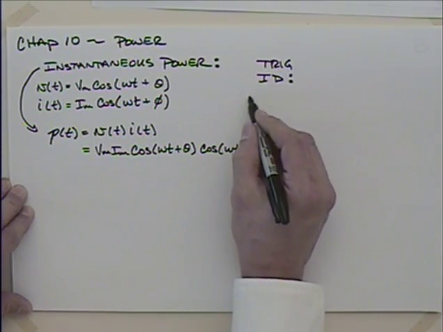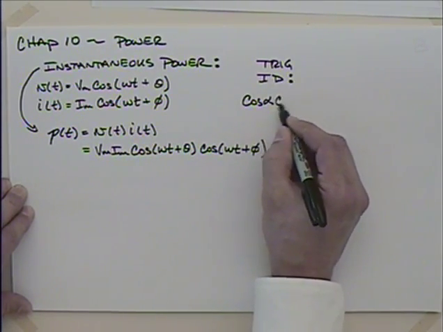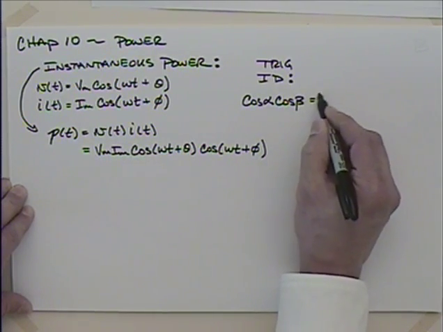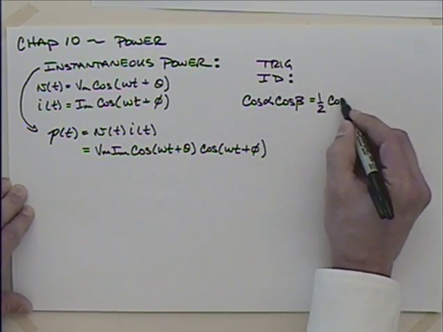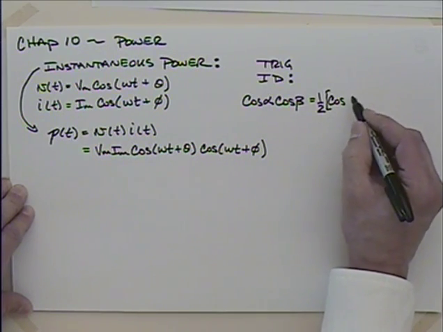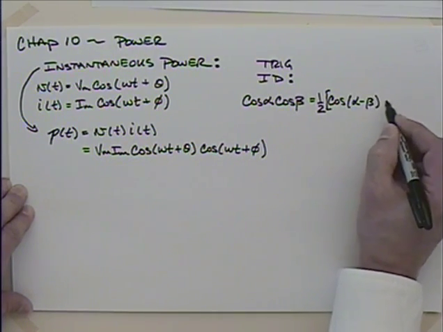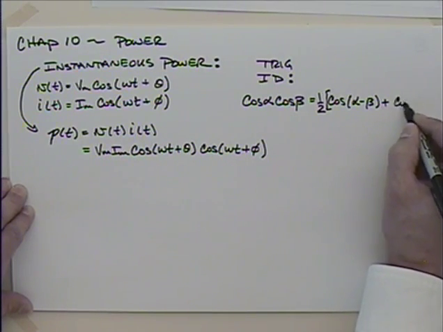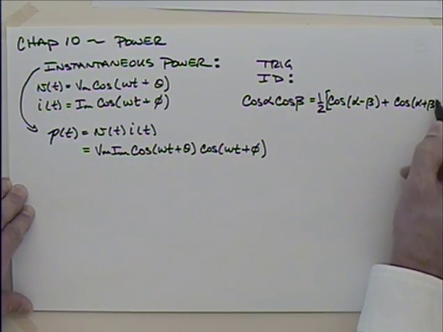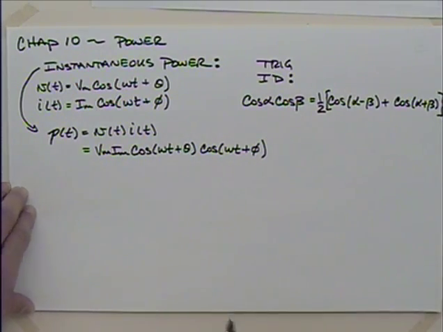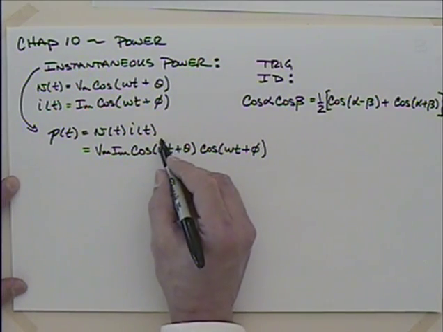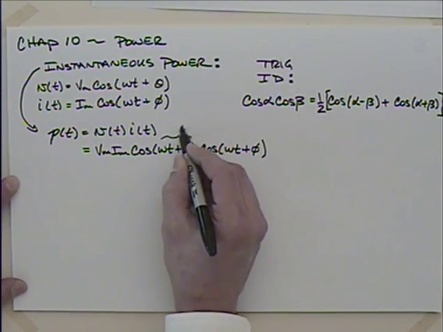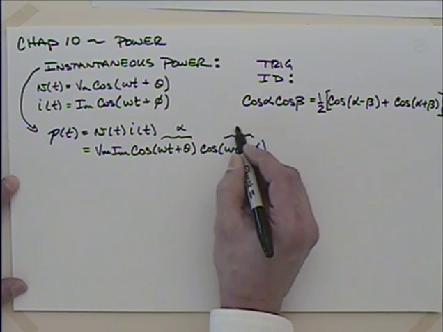that the cosine of alpha times the cosine of beta is equal to 1/2 times the cosine of alpha minus beta plus the cosine of alpha plus beta. Okay, so that's our trig identity. You may vaguely remember that, may not be real comfortable where the pluses and minuses are, but I think that's correct. So I'm going to look at this and say, well, hey, this looks like alpha. I'm going to look at this and say this looks like beta.